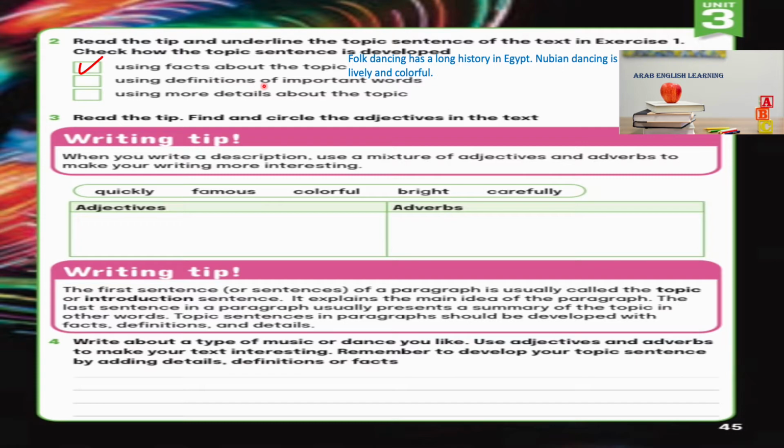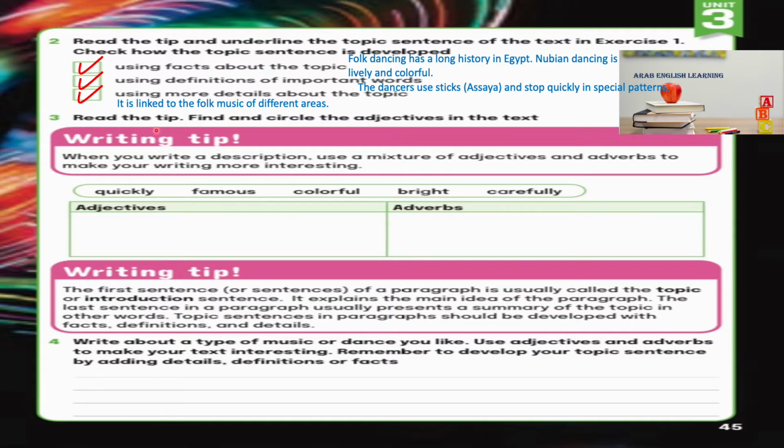Using definition of important words, yes, they use the word asaya as a definition for sticks. The dancers use sticks, asaya, and step quickly in special pattern. This is used already in the exercise. Using more details about the topic, yes, when they say it is linked to folk music of different areas. So when you read, you can pick out these sentences relating to these topics.